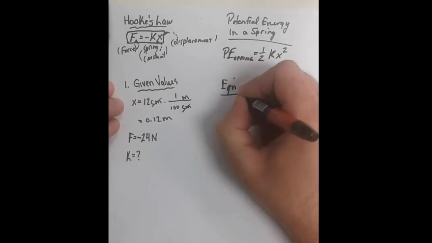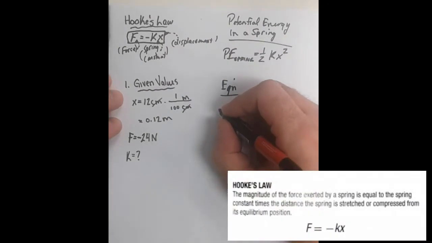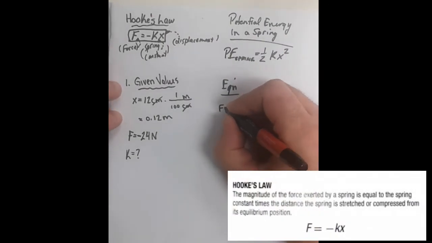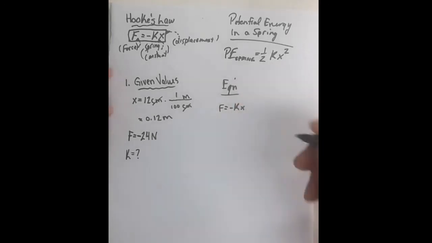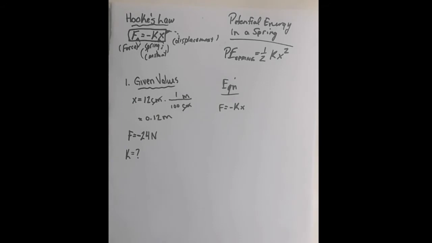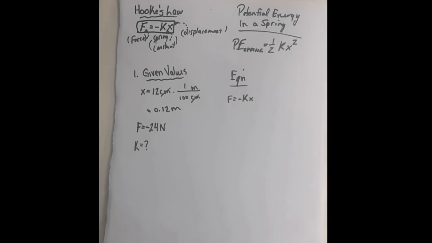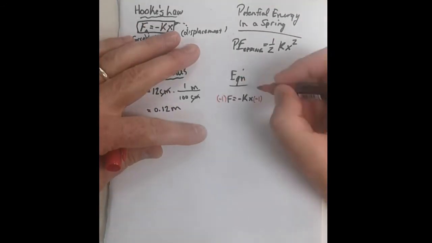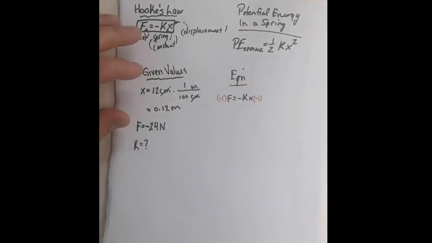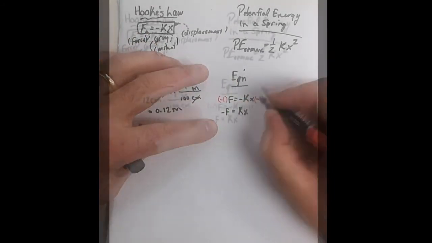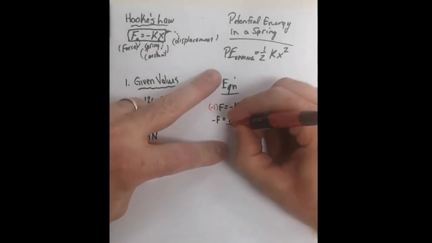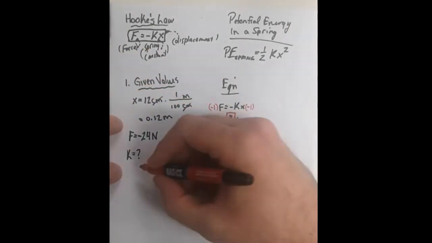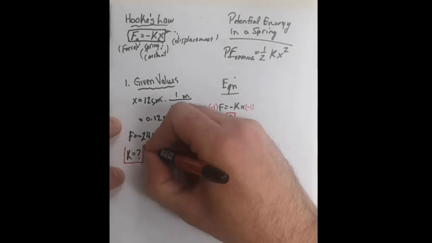The equation that we're going to use is Hooke's law. Hooke's law involves F equals negative kx. If we're solving for k, we're going to need to make a few small changes to this equation. Let's make those changes now. We're going to multiply both sides by -1. Our goal is to isolate our unknown. This is the unknown that we're trying to isolate.